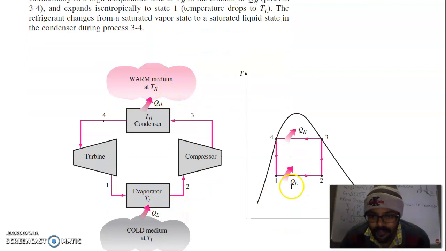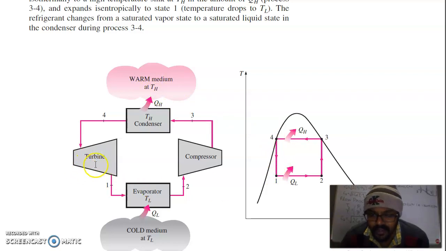So consider this here. From the source, QL amount of heat is taken at point 1, and then the fluid will convert into point 2. It means this dome has a two-phase mixture of the fluid, so at 2 your dryness fraction of the vapor is more. From 2 to 3 the vapor is compressed, and from 3 to 4 heat is rejected into the condenser, a warm medium at TH, and from 4 to 1 expansion takes place.